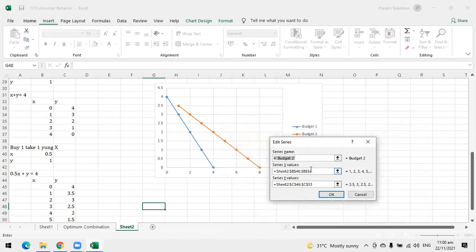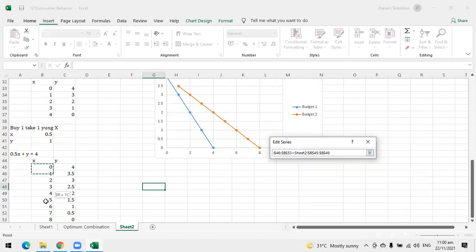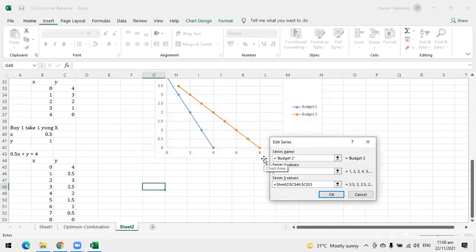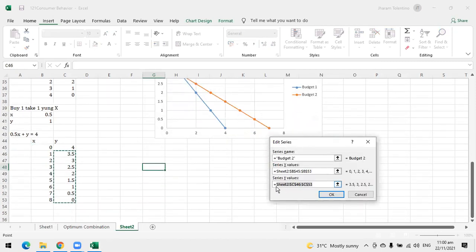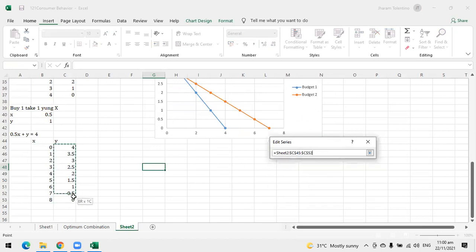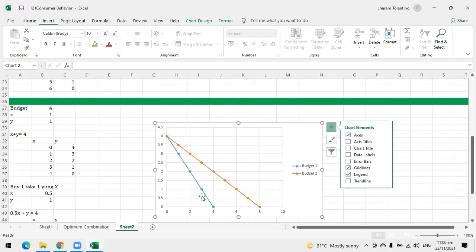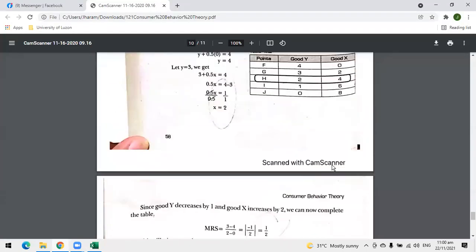Select data natin. Edit natin to. So, yung value of X, hindi natin nailagay lahat. Kasama yan. Nag-04 dapat tayo. Tapos yung budget Y, ito. So, makikita nyo na yung similar doon sa libro na ang umawang lang ditong banda. Ito yun. Okay? So, I think that's all.